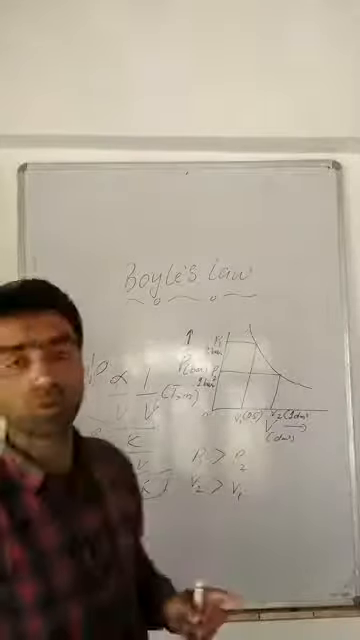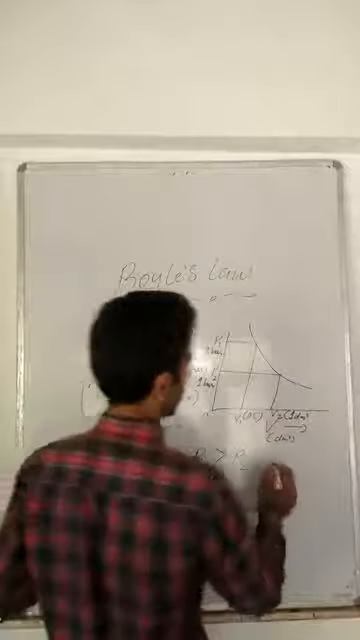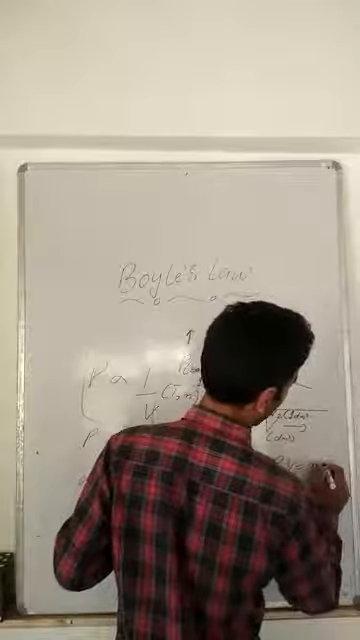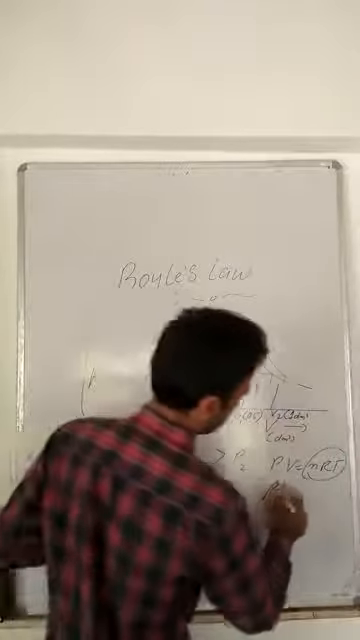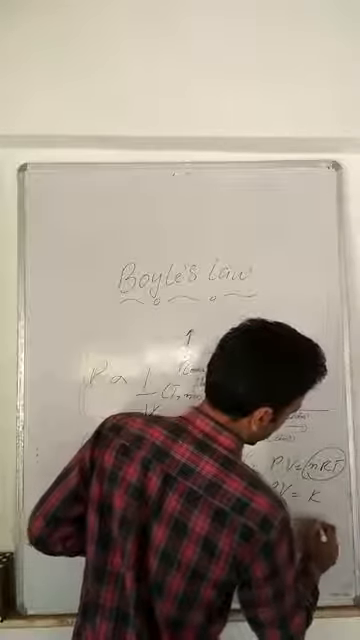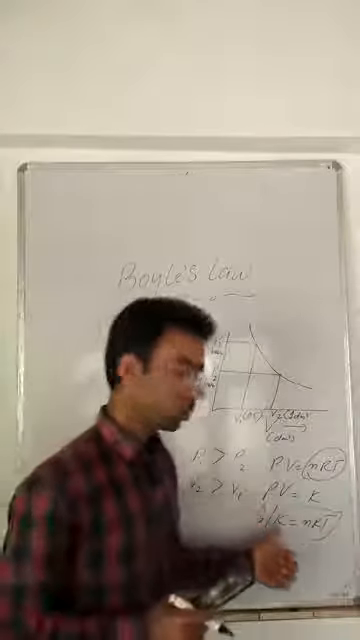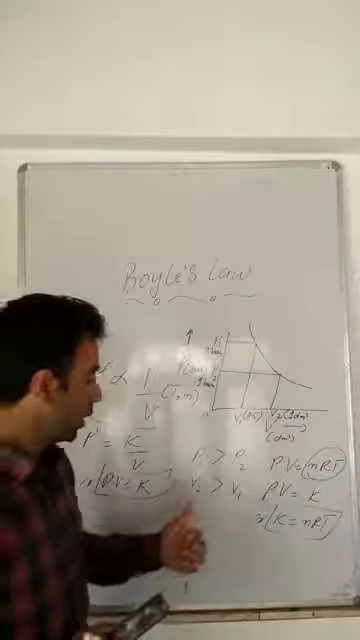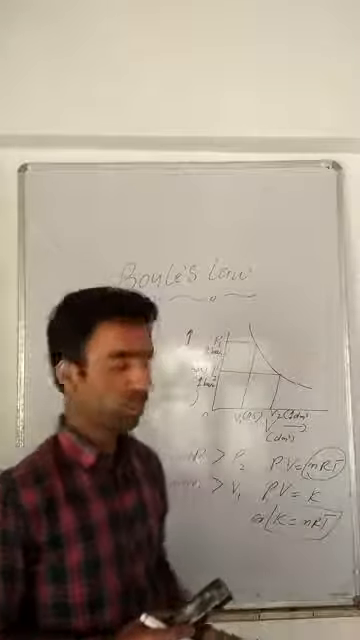I told you K is equal to nRT, because PV is equal to nRT, the ideal gas equation. In Boyle's law we have PV is equal to K. So can we write K is equivalent to nRT? From this equation, this proportionality constant which comes in Boyle's law depends on the number of moles of the gaseous sample, and it depends on the temperature.